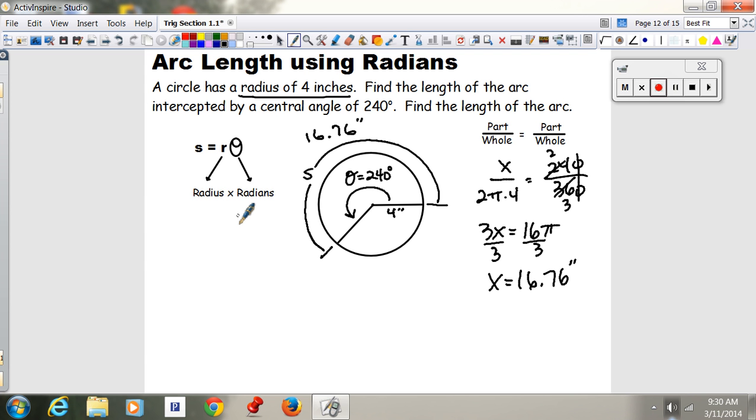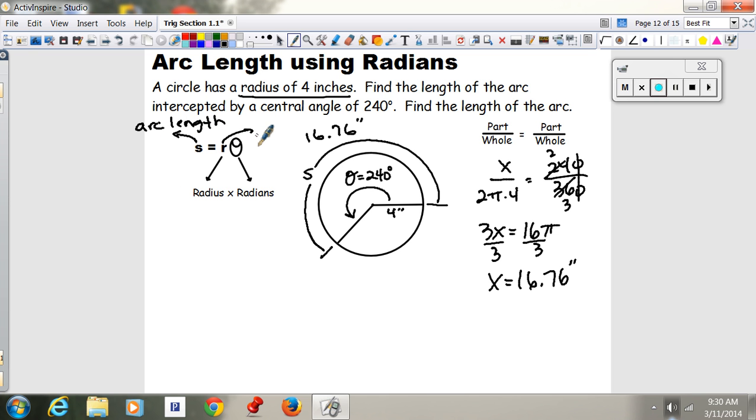Now that had a lot of work in it. We had to get the proportion, we had to cross multiply, we had to reduce, and we had to solve it. There is a shorter way to figure it out, if you know the radians. Because this S right here stands for arc length.